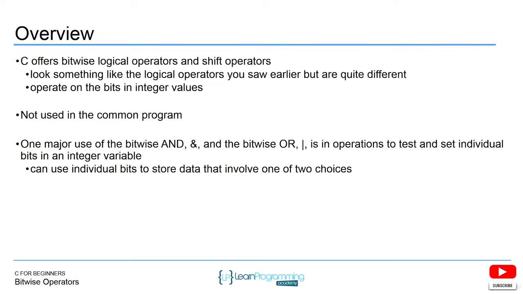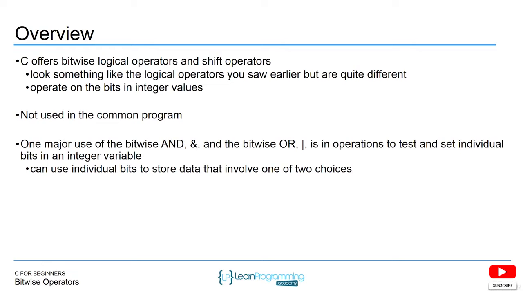There are bitwise operators called and, which is an ampersand, and the bitwise or, which is a single vertical bar. Try not to confuse these with the logical operators. The logical operators have two of them, ampersand ampersand, which is an and. The bitwise operators just have a single one, so just an ampersand or just a bar. What they're going to do is test and set individual bits inside of an integer variable. What is a bit?